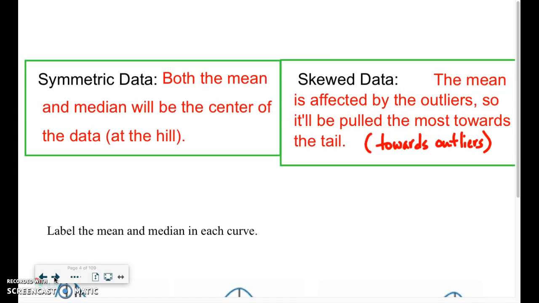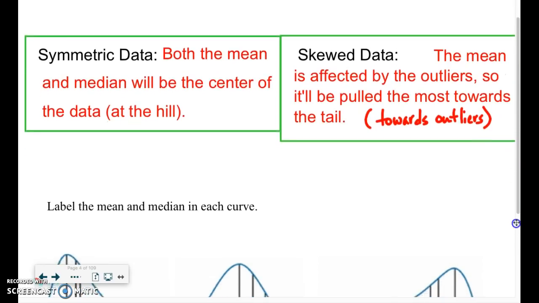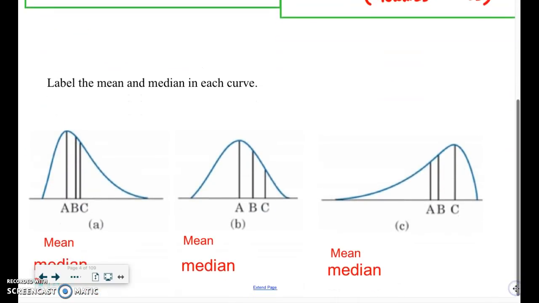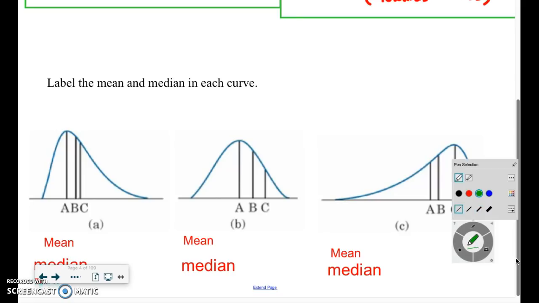All right, so let's move on with this. And you can always pause this video in order to write down the definitions. It says label the mean and median in each curve. All right, so I have 3 pictures here. The first picture I would say is what for shape? Well, the tail definitely goes off to the right, so I would say this is skewed right.